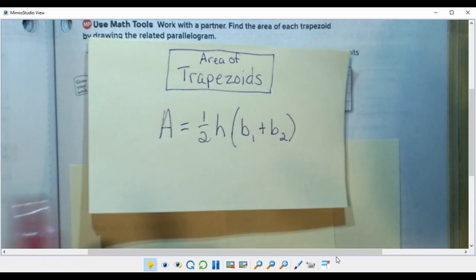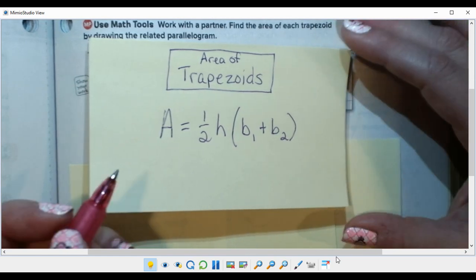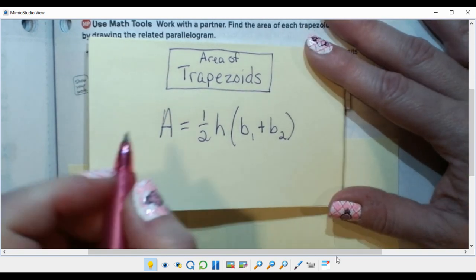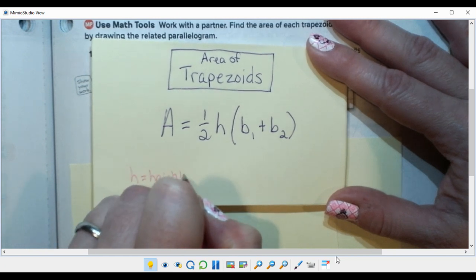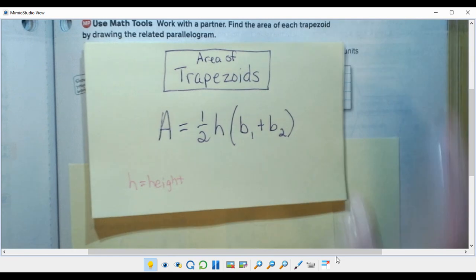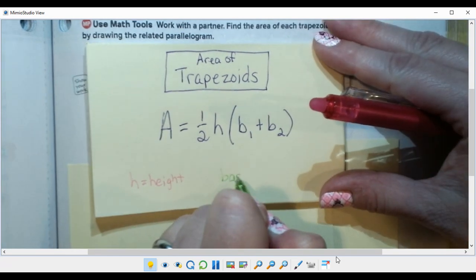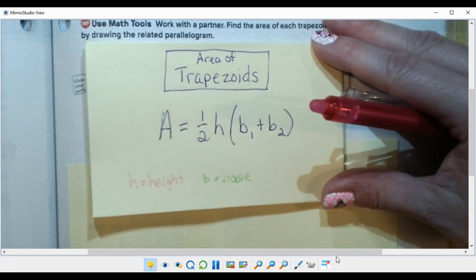I have a picture. This is in your book, but I'd rather you just watch this in a couple minutes. I'll have you get your book so you can follow along. So I'm actually going to take a pink pen, and anything that is the height, I'm going to mark in pink. And anything that is a base, I'm going to mark in green. Okay, hopefully you can see that.